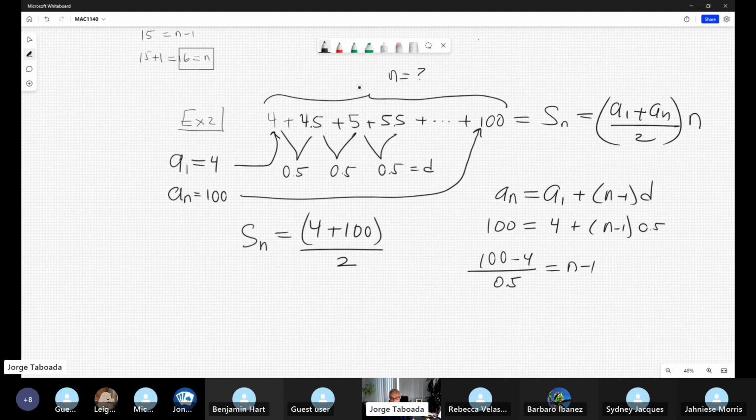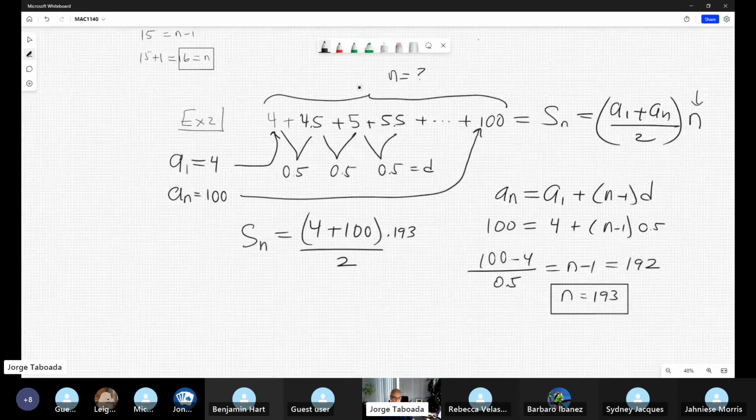Now I put it in the calculator, this is 192. Therefore, N is 193, moving the one to the other side. What is the answer? The answer is the sum, so I need to multiply by 193, according to the formula. Actually, we are doing the summation of 193 numbers, but it's one compact formula. Then the formula, put in the calculator, gives 10,036.